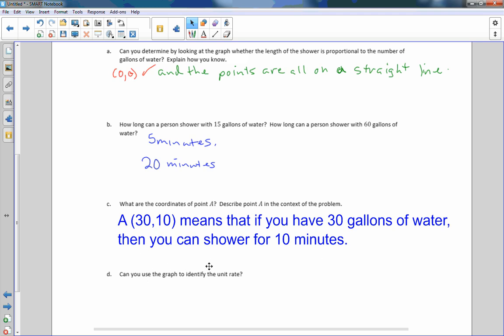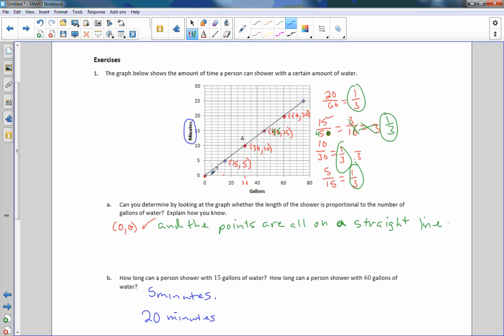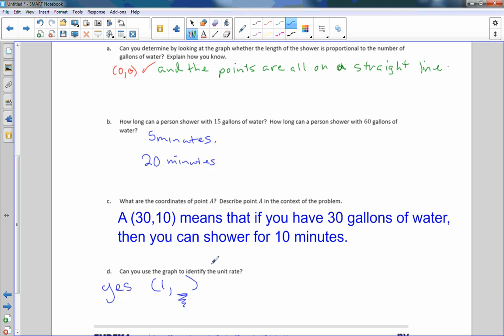Can you use the graph to identify the unit rate? And the answer is, of course, yes. The unit rate is (1, something). So I need to know what y is when x is 1. So if I come over here and this is 5, this is 1, and I put a dot there, it's really hard to do just by that, but I can use my unit rate here. That's my rate, 1/3. If I went over 1, I'm going up 1/3. So I would say yes, (1, 1/3) would be my point.